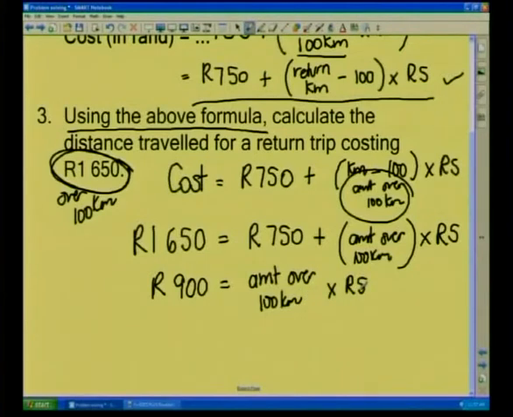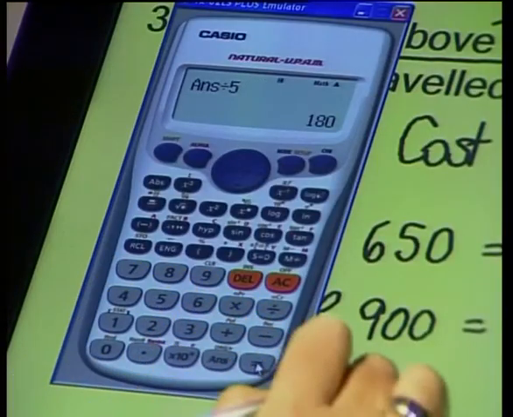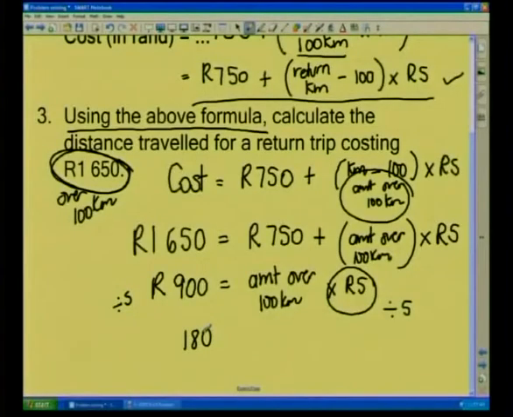So in order to find out how many kilometers are over 100 kilometers, we need to divide both sides by 5 Rand. So I'm going to divide this by 5 Rand, and what I do to this side I have to do to that side. So I've got 900 Rand divided by 5 is equal to 180, which is the amount over 100 kilometers.